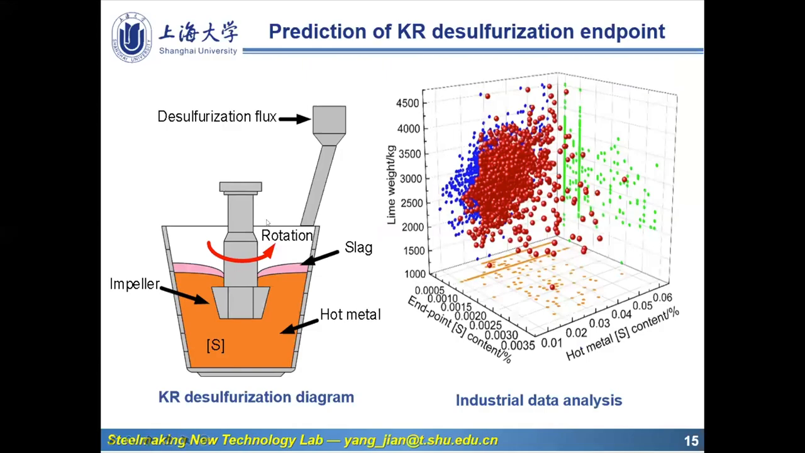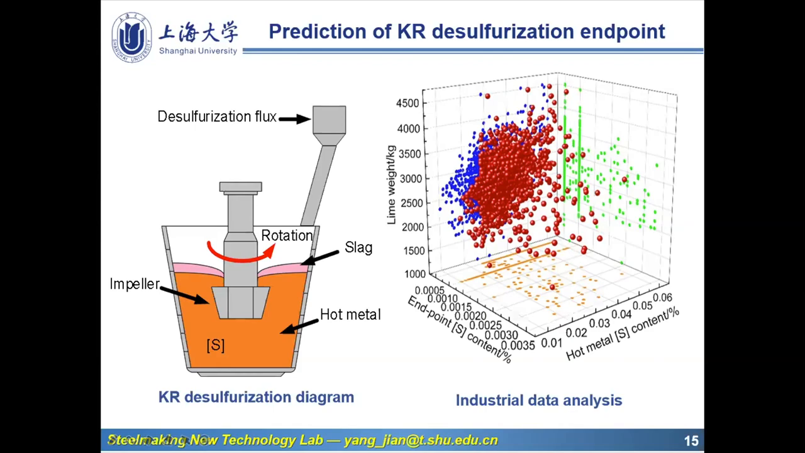And here is the KR process. And you know, there is an impeller inserted into the hot metal and rotated to stir the hot metal and the slag. So they can mix the slag and hot metal to desulfurize the hot metal, or remove the sulfur from the hot metal and float up to the slag.